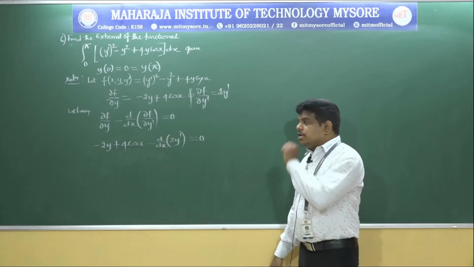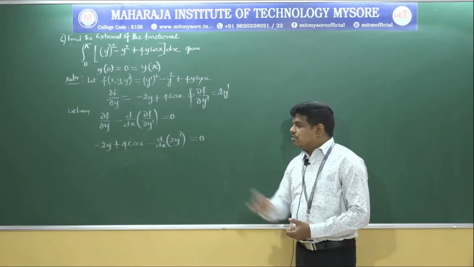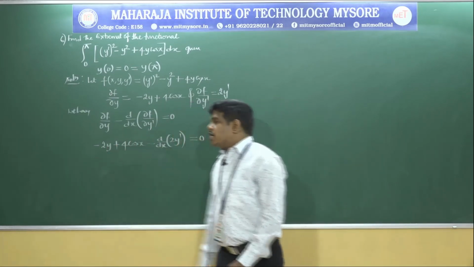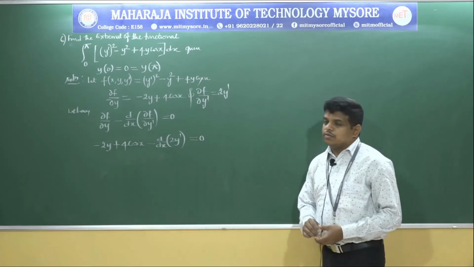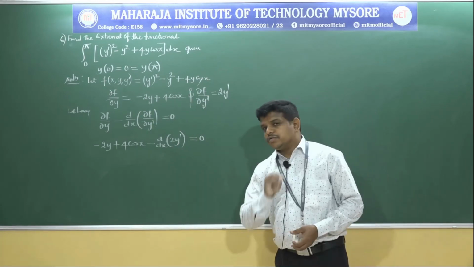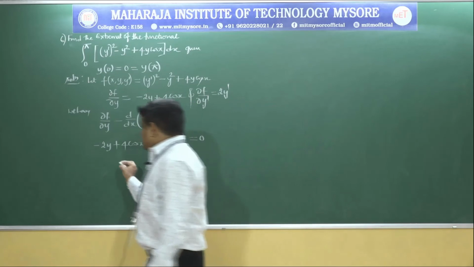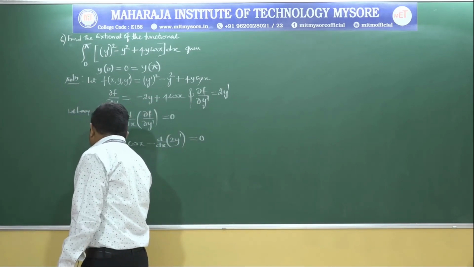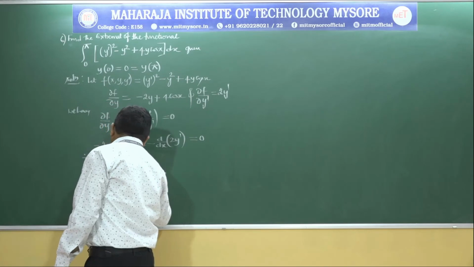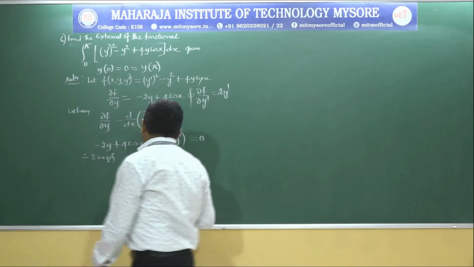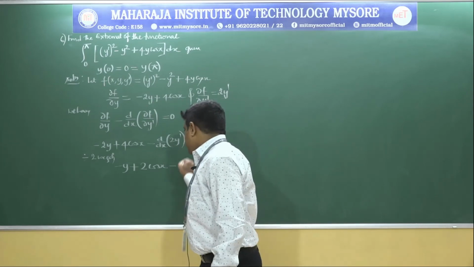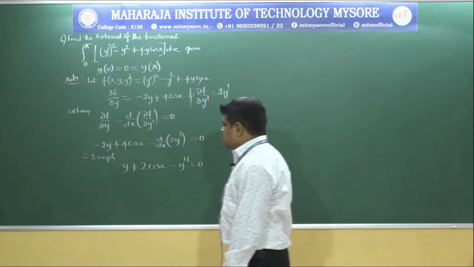Just observe that each term has the coefficient 2. In the first term we have 2, in the second term we have 4, and in the last term we have 2. Again we can divide the entire equation by 2. So it becomes minus y plus 2 cos x. Next, derivative of y' again with respect to x becomes y'' equals 0.